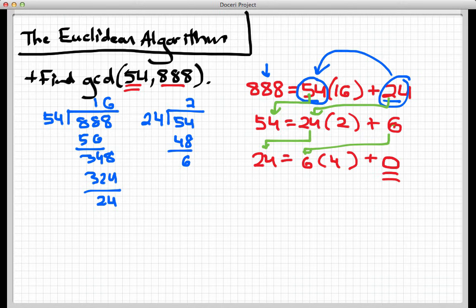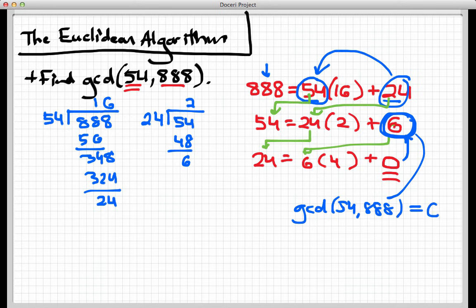So what the Euclidean algorithm says is that once you reach a 0 remainder, you are to look up into the previous line, look up right here to the last non-zero remainder that you got, and that is the GCD. So the GCD of these two numbers, 54 and 888, is equal to 6. That's how the algorithm works.